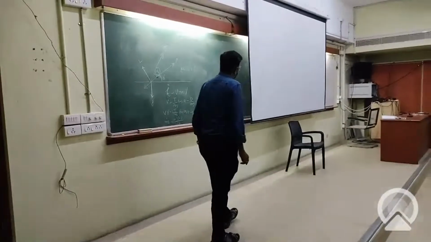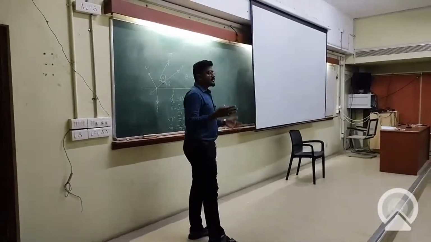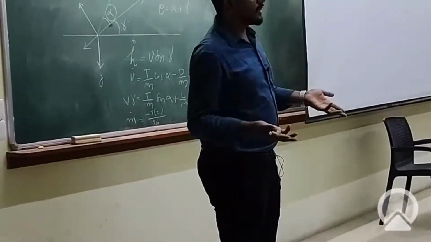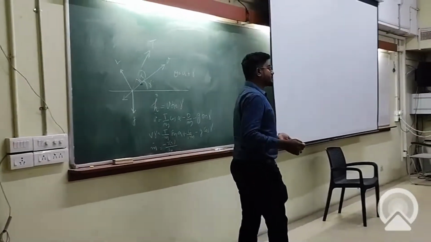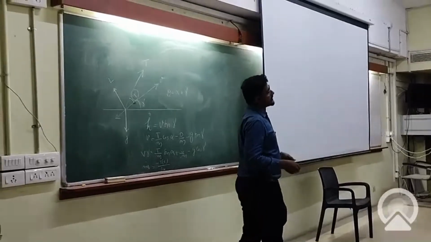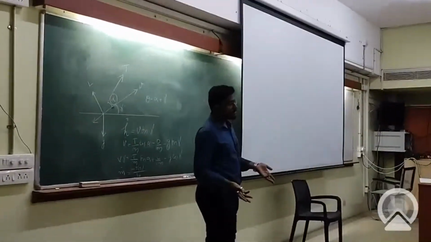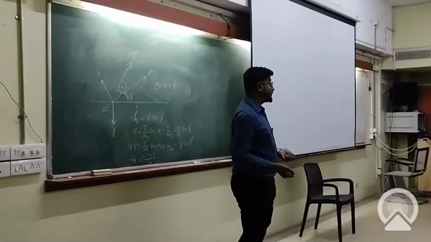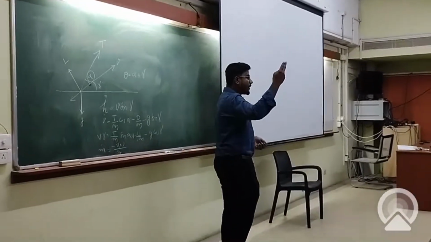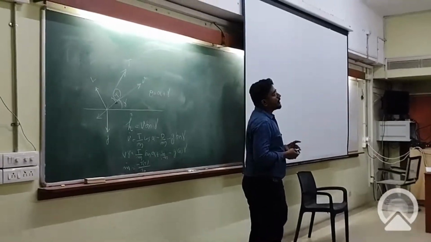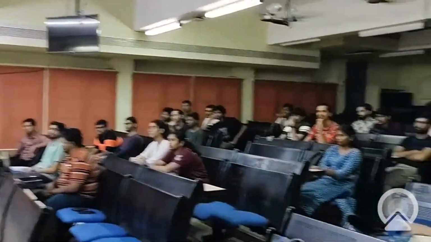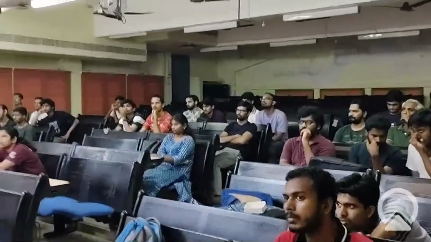See, GSLV Mark III has a zero stage of two solid strap-on boosters. Each weighs around 200 tons, and we have two of them. Then we have a core liquid stage, which is called L110, which represents the mass of the fuel, 110 tons. Then above that, we have C25, the cryogenic upper stage, which carries a fuel of about 25 tons.